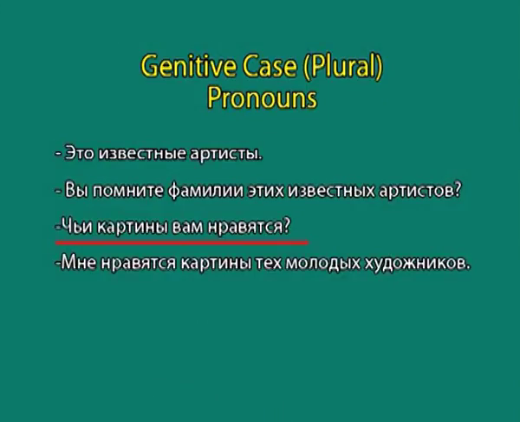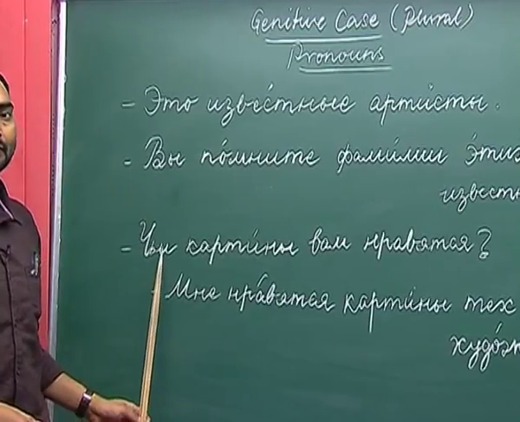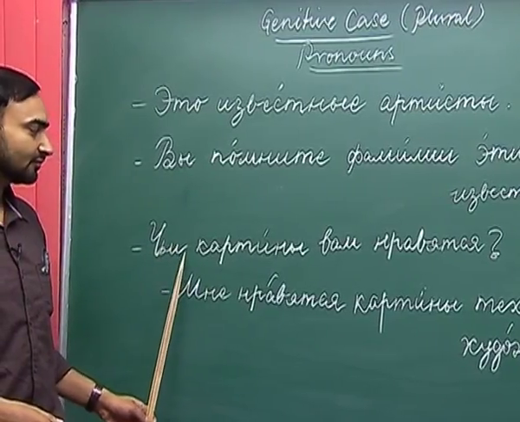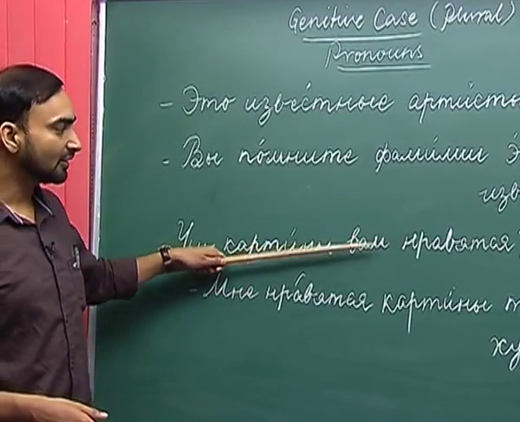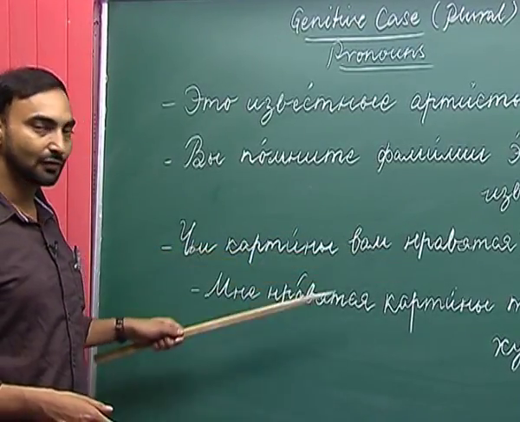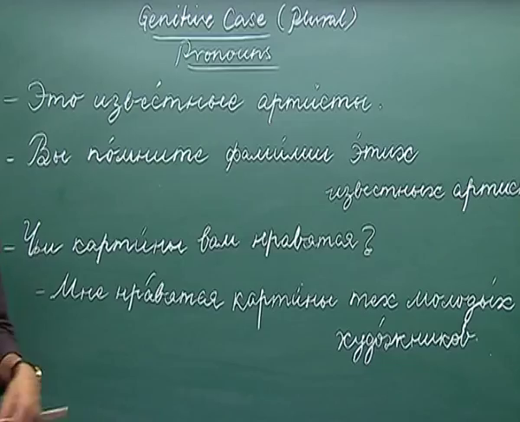Next, ті картины вам нравятся. Ті denotes the possessive pronoun or the demonstrative pronoun. We'll try to answer this question using a demonstrative pronoun. Мне нравятся картины тех молодых художников.